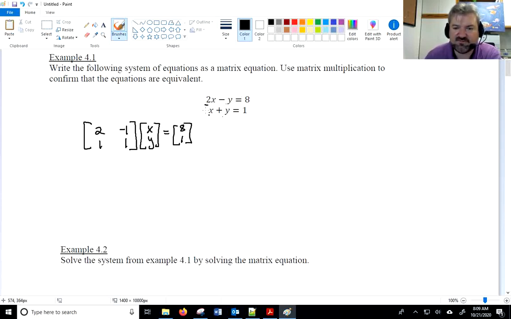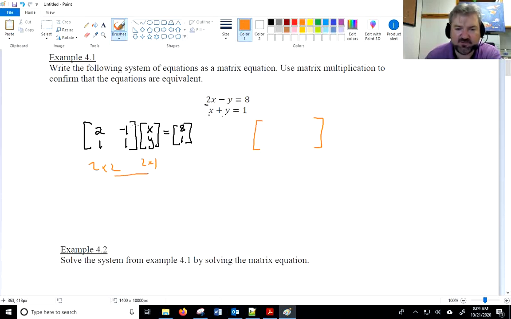Well, let's talk about what this is saying. This is saying that 2x minus y is equal to 8 and x plus y is equal to 1. So what I'd like to do is multiply these two matrices together. This is a 2 by 2 times a 2 by 1, so they definitely can be multiplied, and the result will be a 2 by 1.